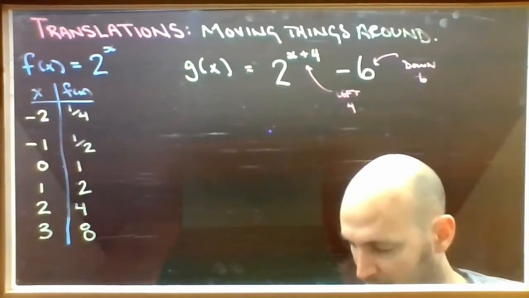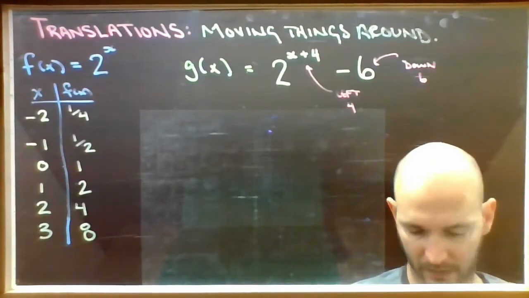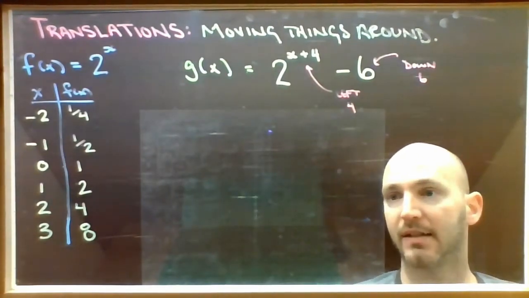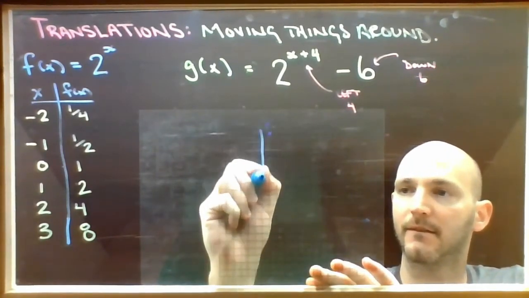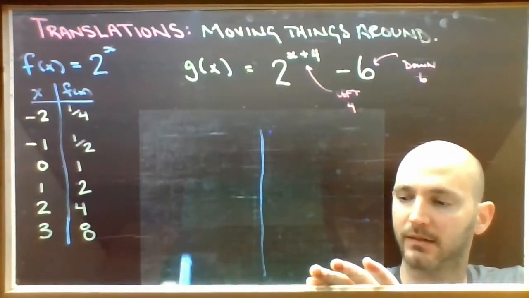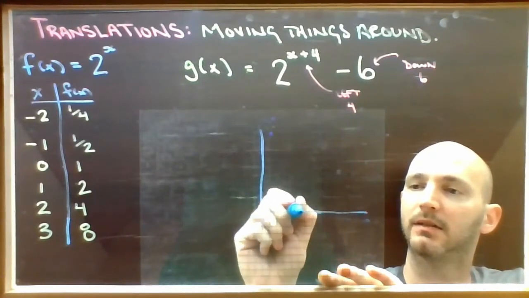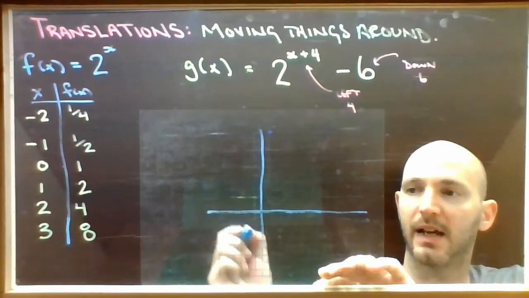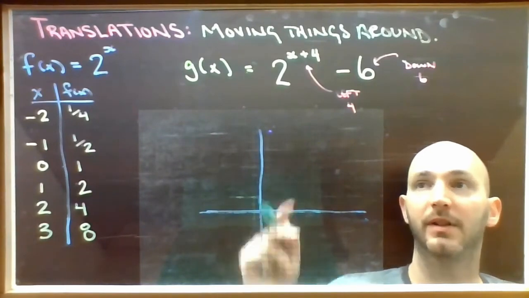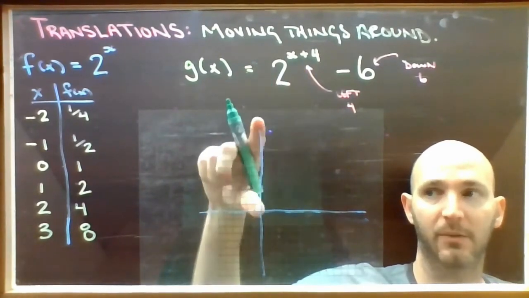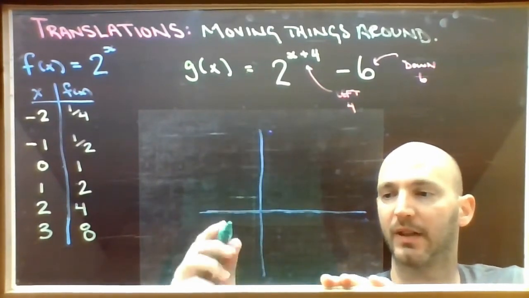So I'm going to grab myself an axis. I'm going to draw the x and y axis on there. There's my y. These markers are getting tired. There's my x. Now I'm going to take this leftward shift and I'm going to take my y-axis and shift it 4 squares to the left. So 1, 2, 3, 4 would be here.